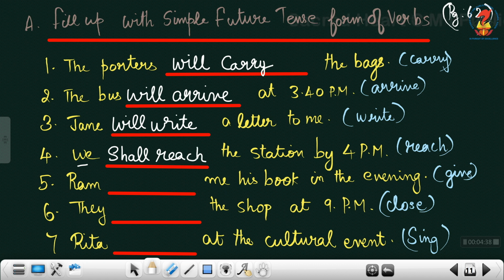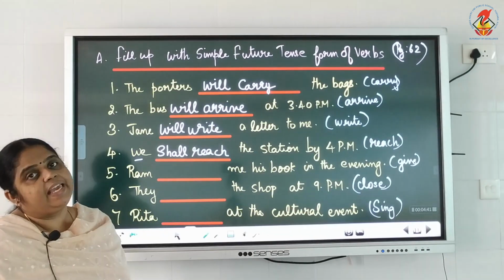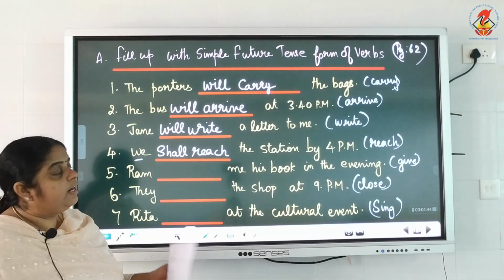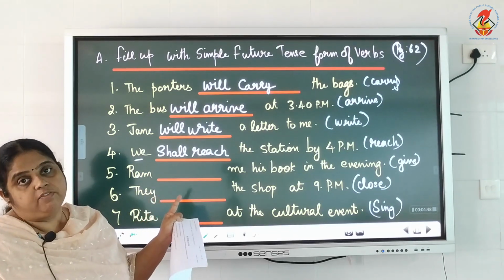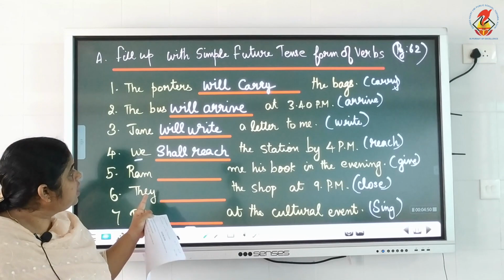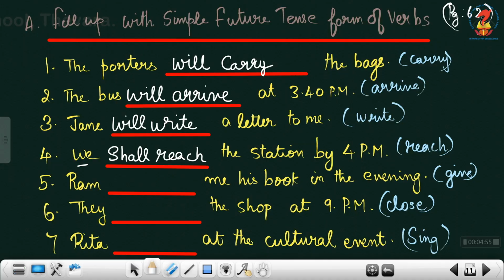But with we, if you use will, that is not wrong. Will can be used with I and we also. But more correctly, when we write, shall is used only with I and we. Is it clear? So, we shall reach the station by 4 p.m. Then, another one, Ram dash me his book in the evening. Yes, will give. Ram will give me his book in the evening.